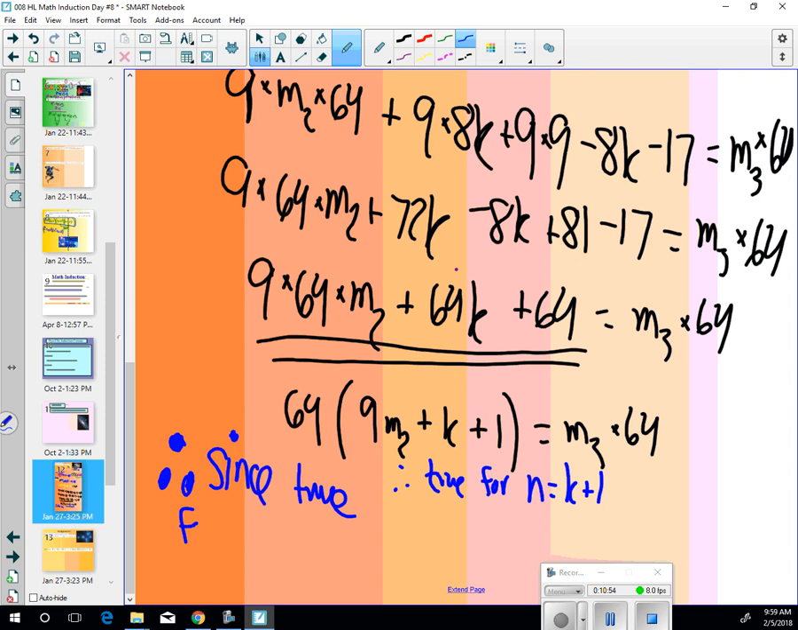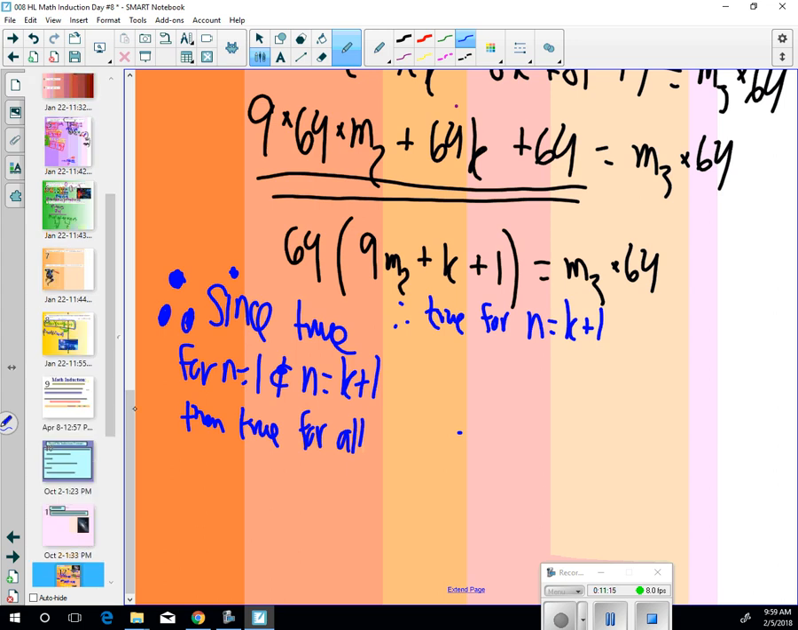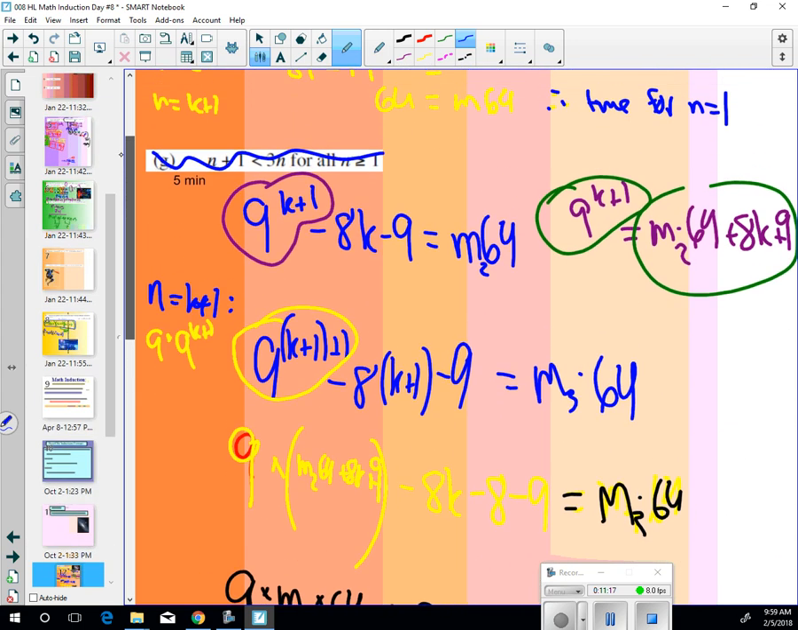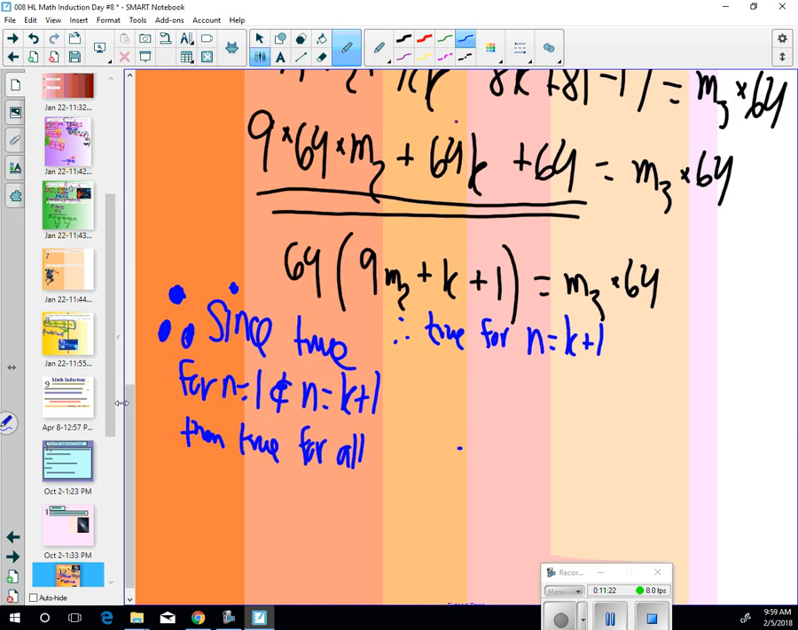So, since true for n equal to 1 and n equal to k plus 1, then true for all. Did I do anything tricky here? This writing? Make sure you write this down. I just wrote what I did. I wrote this part. It was true at the beginning, true for n equal to 1. I wrote true for n equal to k. This is always the same. You just write that. True for those two. Then it's true for all n greater than or equal to 1 by mathematical induction.